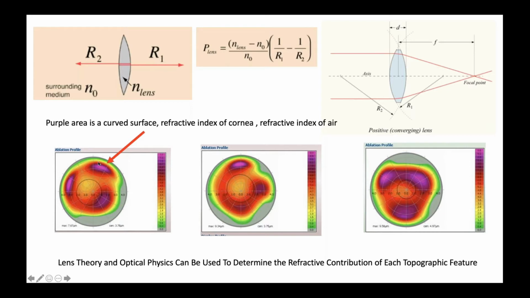Now, if you think about it, these topographic maps, these purple areas are raised curved surfaces on the cornea. And really what that is, it's a lens. It's a curved surface that has a refractive index of cornea on one side and a refractive error on the other. And so these curved areas are actually amenable to optical physics equations that we've known for many, many years in terms of lenticular effects on light. And so we can apply the mathematics and physics to these areas on the cornea. And that's what we began to do with the software.